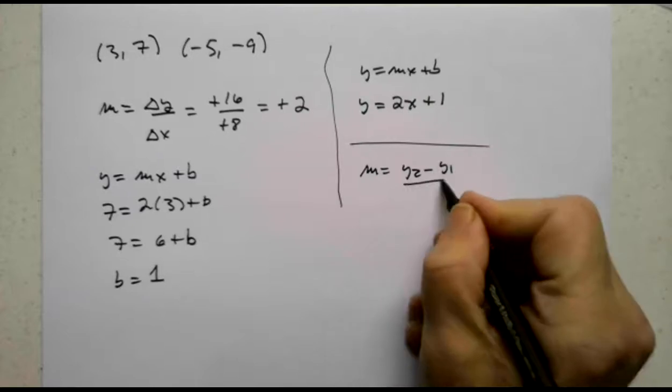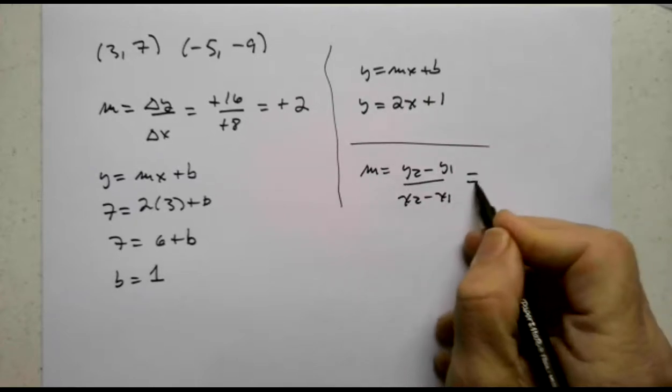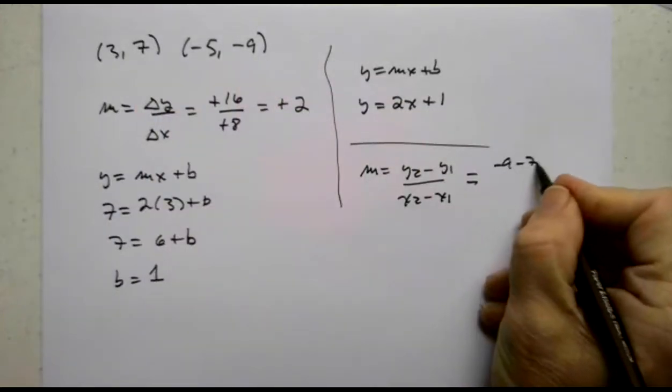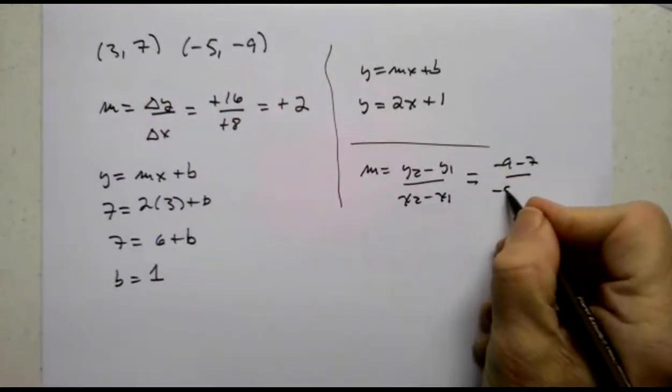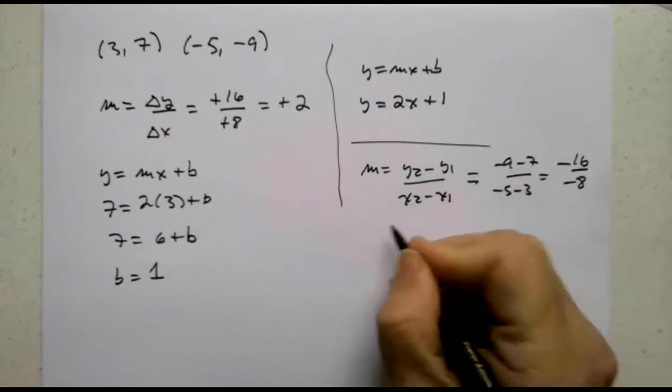Now, the way that this is usually done is to say the slope m is y2 minus y1 over x2 minus x1, which you'll notice the process is really the same. -9 minus 7 over -5 minus 3. We get -16 over -8, and we get m is 2.